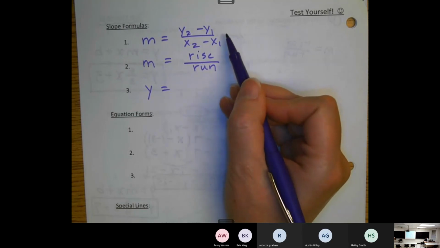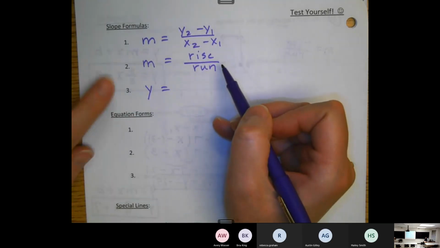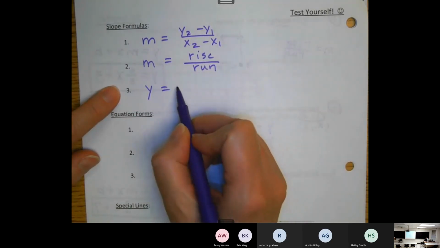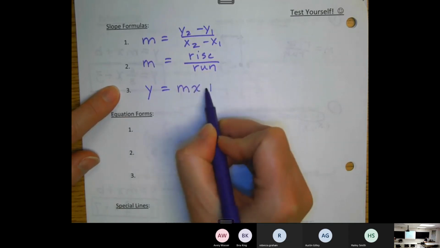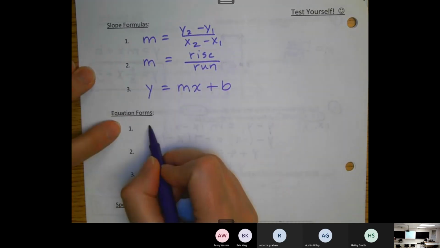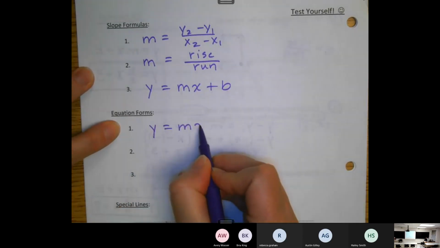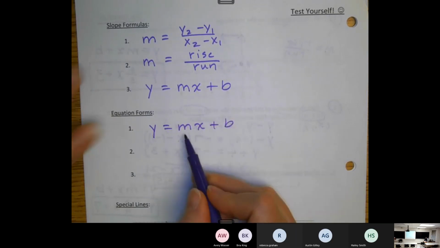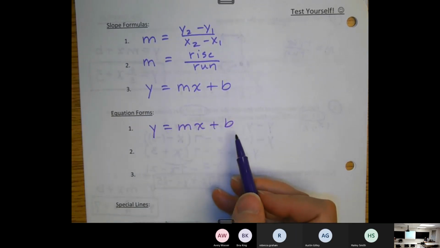That's what we used for ordered pairs or for graphs, but when we had an equation instead, we thought of it as y equals mx plus b. And in fact, that's also the first formula we use to write equations today when we do the slope and y-intercept.